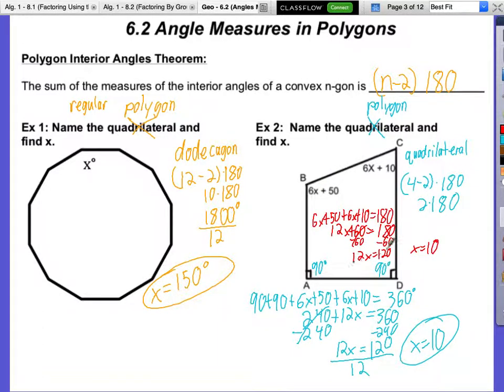Because this is the quadrilateral. So 4 sides minus 2, times 180. 2 times 180. So 90 plus 90 is 180.